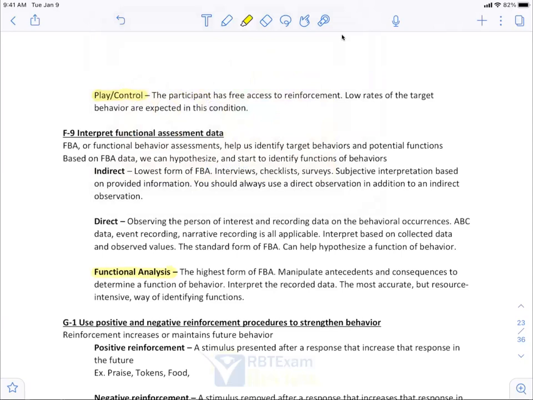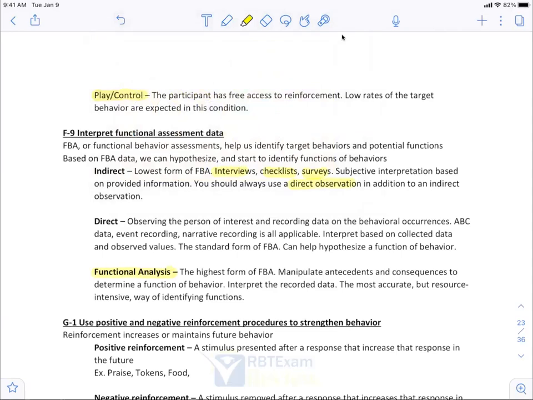Indirect observation, what are we looking at? Interviews, checklists, surveys, a lot of spoken, subjective, anecdotal observation. Not good enough on its own to make a treatment plan, but helpful. However, always want to have a direct observation in addition to really get the best data.